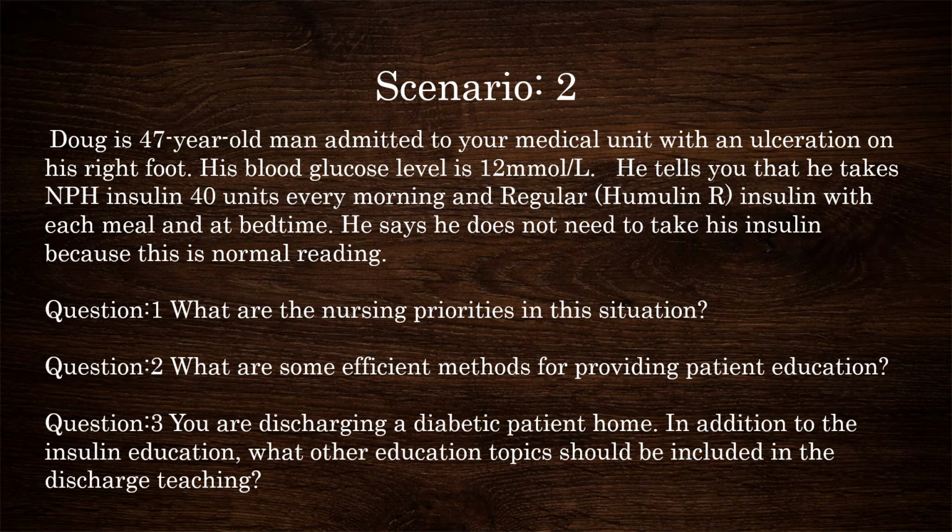So next scenario, Doug is a 47-year-old man admitted to your medical unit with an ulceration on his right foot. His blood glucose level is 12 millimoles per liter. He tells you that he takes NPH insulin 40 units every morning and Humulin R insulin with each meal and at bedtime. He says he does not need to take his insulin because this is a normal reading.